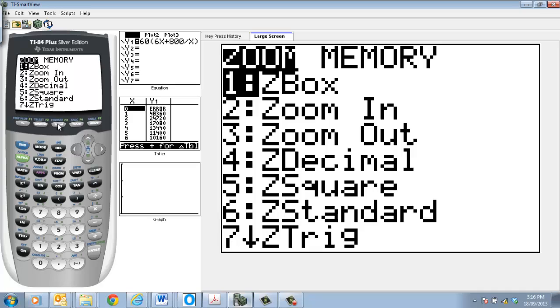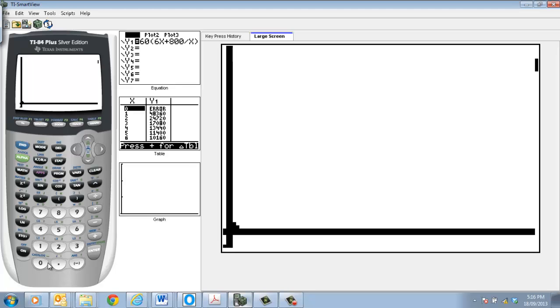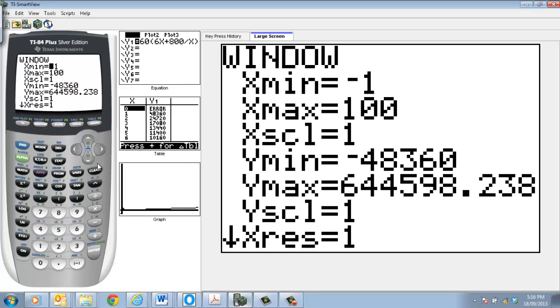So one option is to go zoom, scroll your way down to 0. I can just go 0, it's quicker. And that will give me a portion of that function. You can see it's there. Now I'm in a situation where I can scale that out.